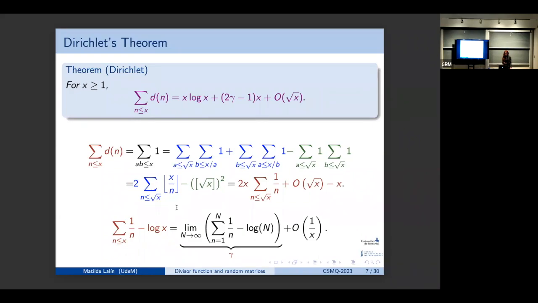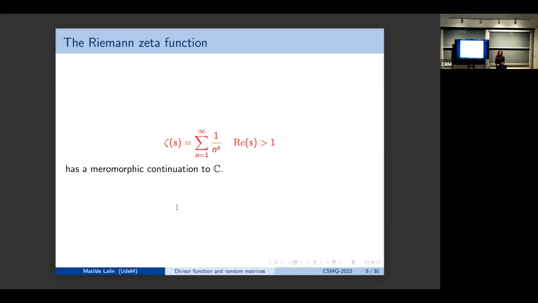Now, you can get better approximations. Basically, getting a better result would be to get a smaller error term. You can do better by considering the Riemann zeta function. I'm not going to discuss it much, just to mention that you can define it as the sum from n equals 1 to infinity of 1 over n to the s, with s a complex variable with real part bigger than 1, so this sum converges, but it actually has a meromorphic continuation to the whole complex plane with a pole at s equals 1.